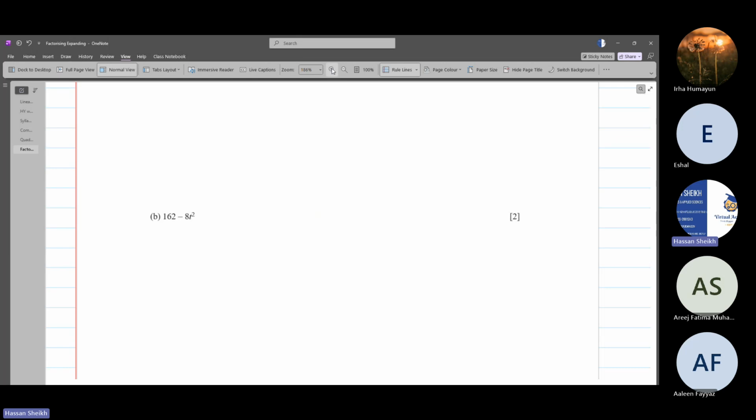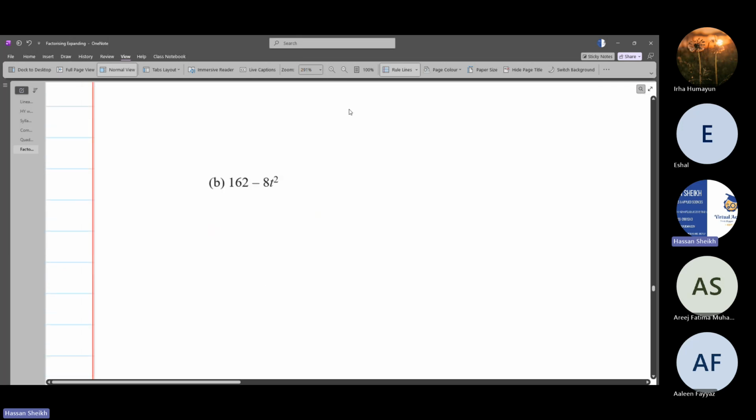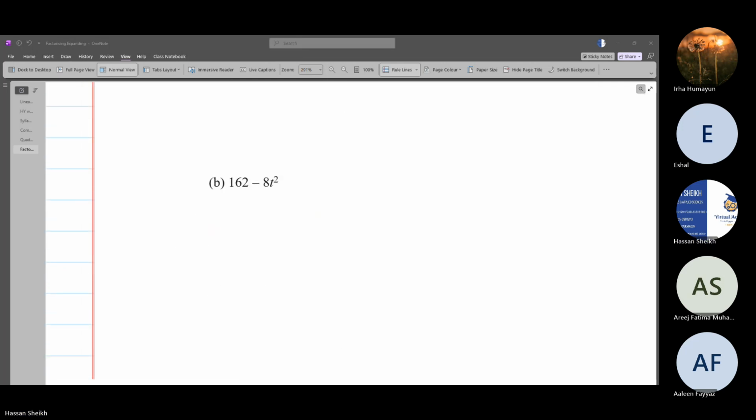Okay, just one more question from here. How will we solve this one? Any idea? We can take 8 common. Okay, but how can we take 8 common? 162 is not divisible by 8, so we cannot take 8 as common.